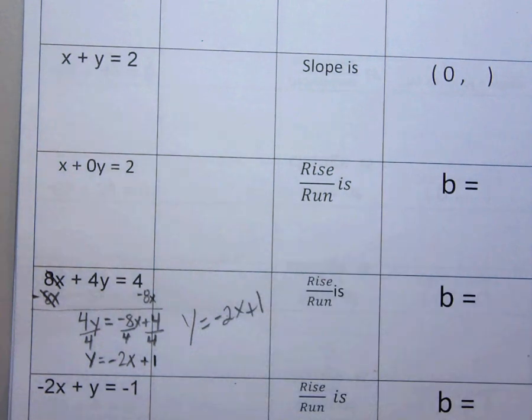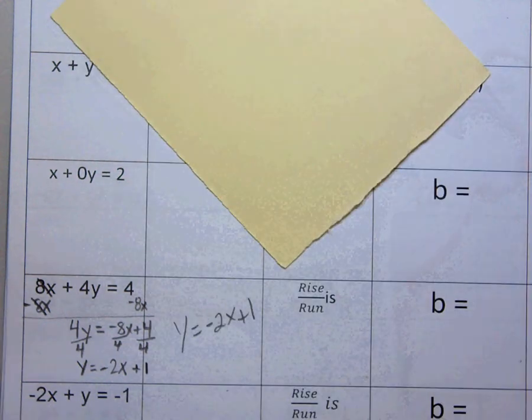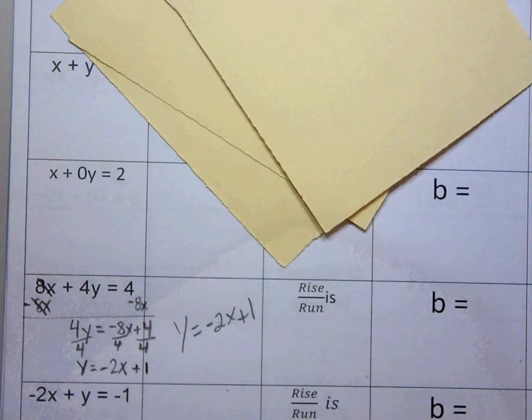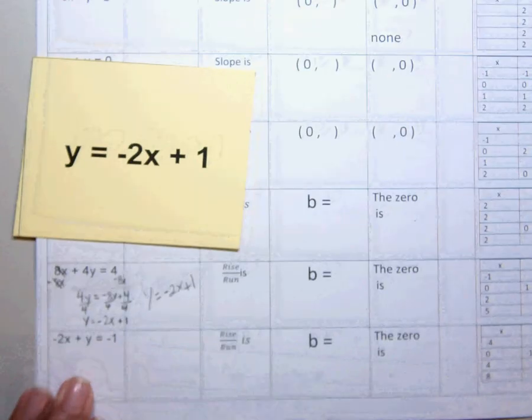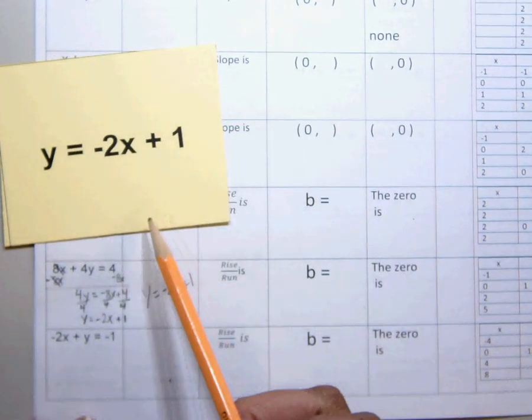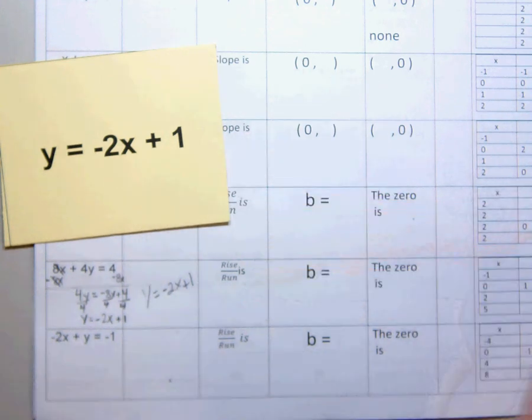So now what you have to do is take your cards, and we need to find negative 2x plus 1. So I am shifting through my yellow cards to find negative 2x plus 1. And there it is. Let me zoom out. Okay, so given I have this card, I need to know what the M and B is.